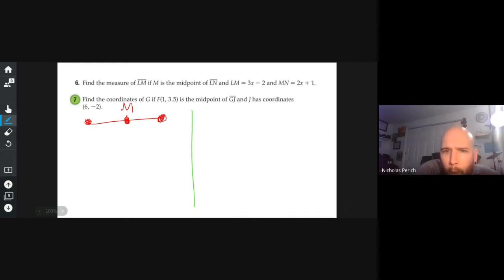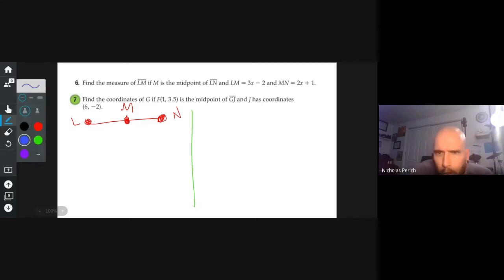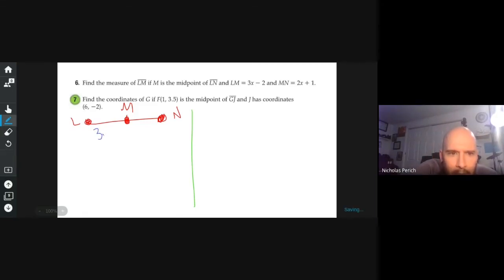M is supposed to be the midpoint of LN. Ooh, the natural log. You'll learn that next year. So LM, this left chunk, is 3x minus 2. MN is 2x plus 1. How am I supposed to do this problem?